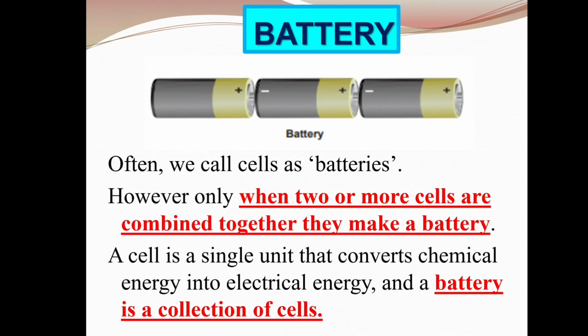So we learnt about the cell. An electrical cell is an electrical power supply. It converts stored chemical energy into electrical potential energy. So what is a battery? A number of cells connected in series is called a battery. So when two or more cells are combined together, they make a battery. A battery is a man-made power cell used to generate electrical energy.